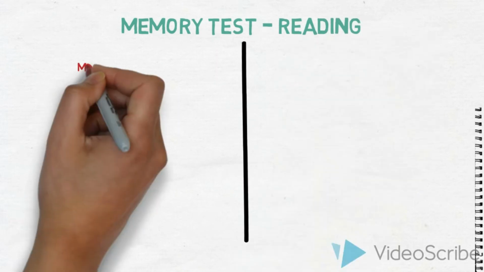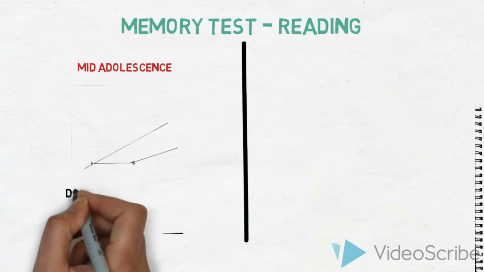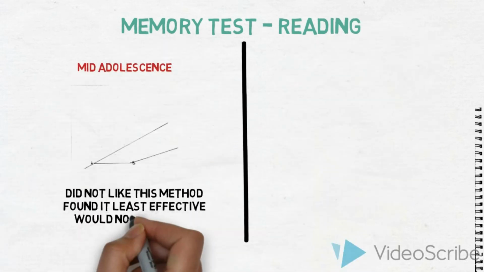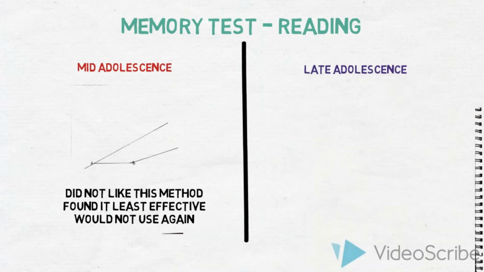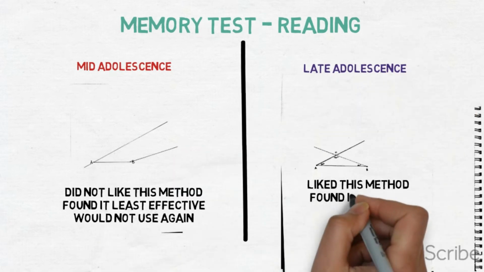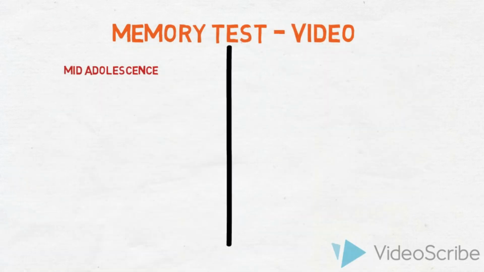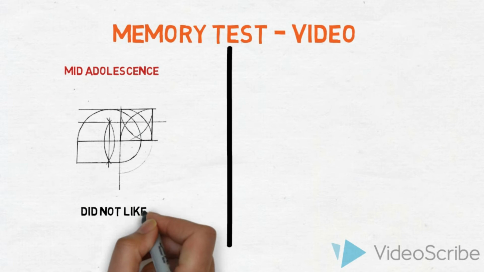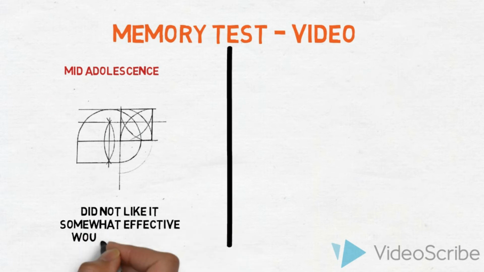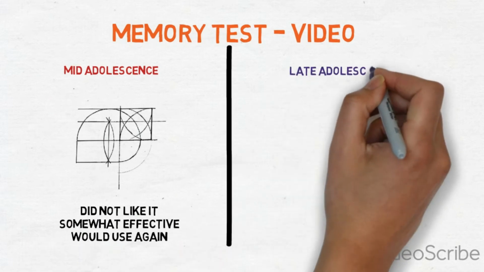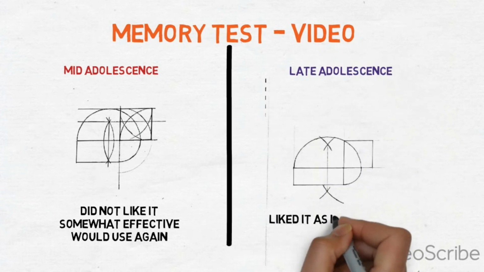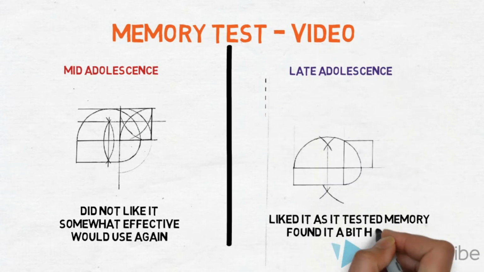In the memory test, which aimed to test visual learners, the mid-adolescent did not like this method. He found it least effective and would not use again. The late adolescent liked this method and would use again. In the video test, which aimed to test kinesthetic learners, the mid-adolescent did not like it. However, he found it somewhat effective and would use again. The late adolescent liked this as a tested memory and would use again.